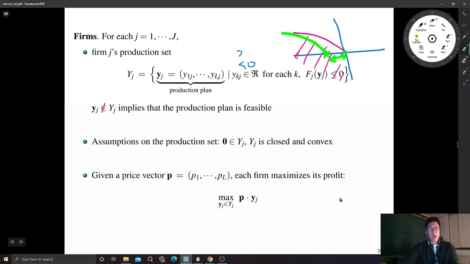Okay. And how does the firm behave? That is pretty easy. Each firm maximizes its profit. The firm's profit given one production plan can be expressed as a dot product between the price vector, which is an L-tuple vector of the price of each commodity, and the production plan. It should be feasible, so y j should be an element of the production set. Okay, so that's the firm side.